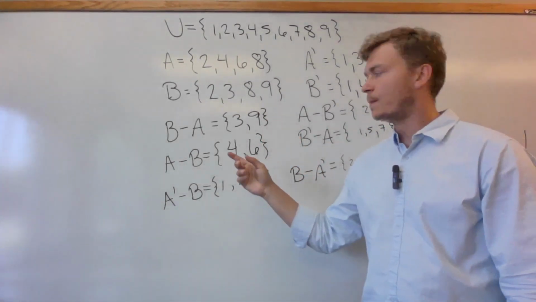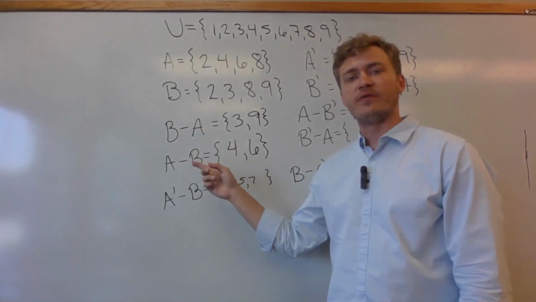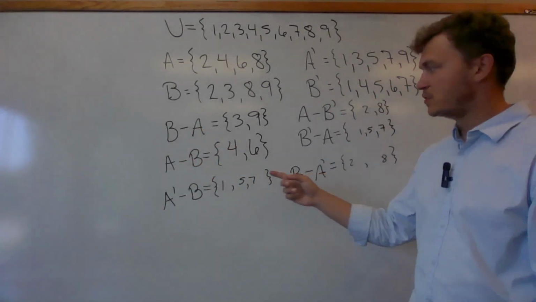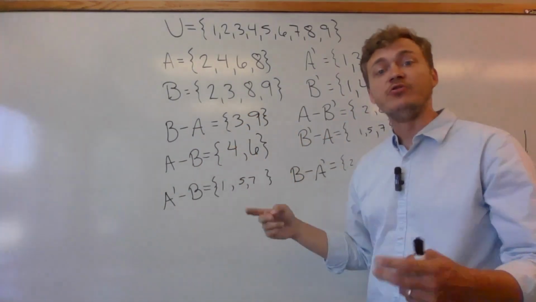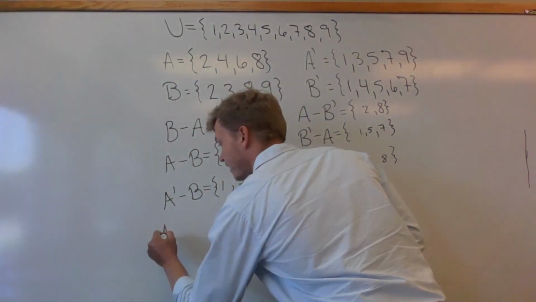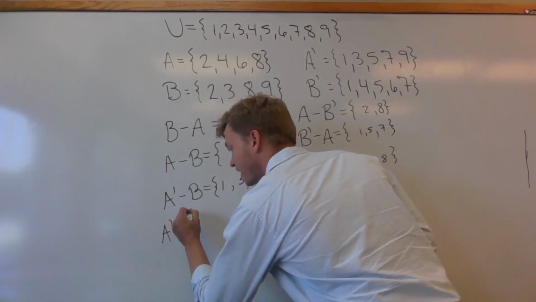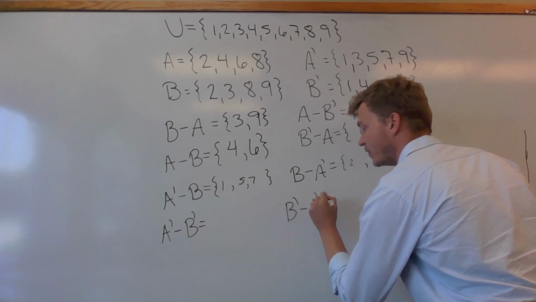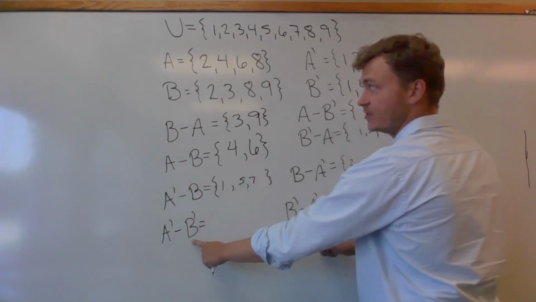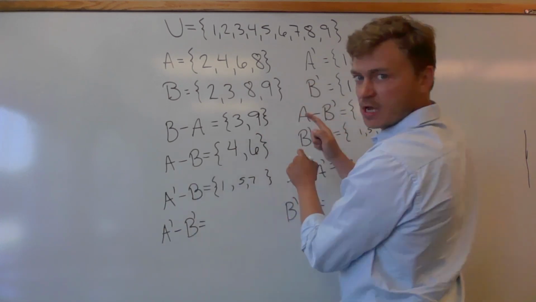Now let's consider throwing some complements on both of them. Right? In each of these examples, we've had one complement up here, or no complements. Let's do two complements. A complement minus B complement, B complement minus A complement, and see if we don't get some connections between these two and these two. I bet we do.